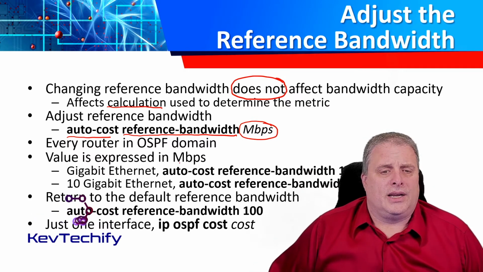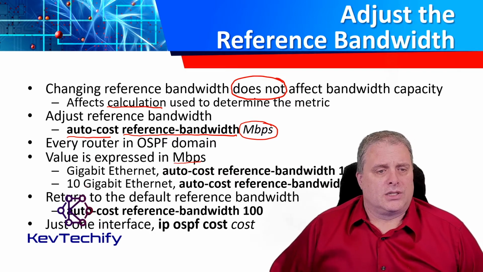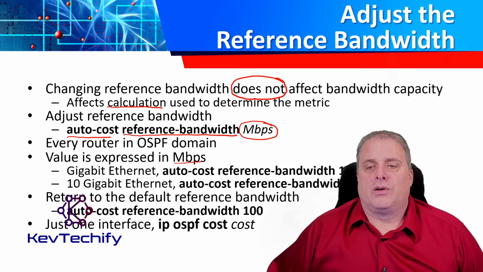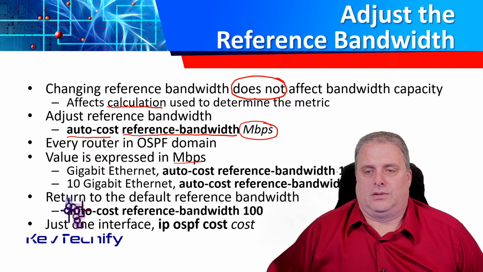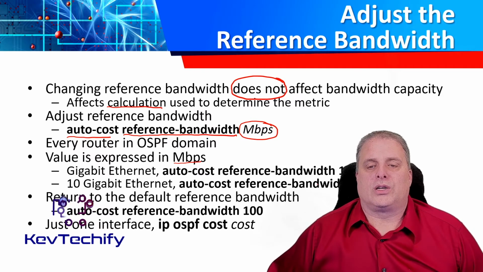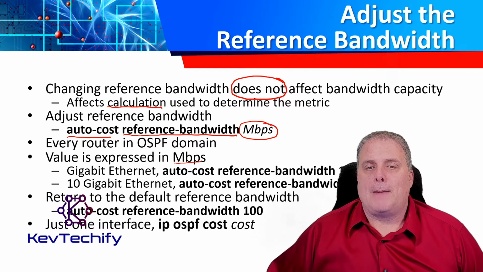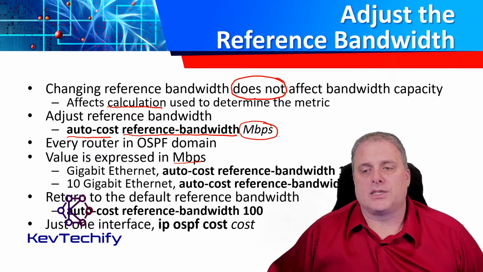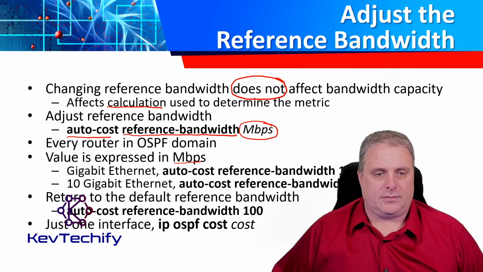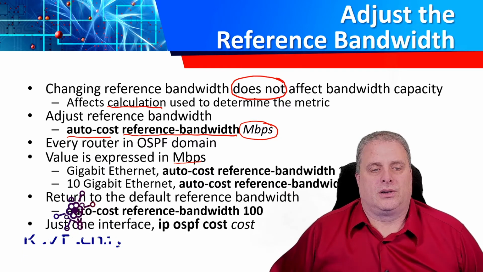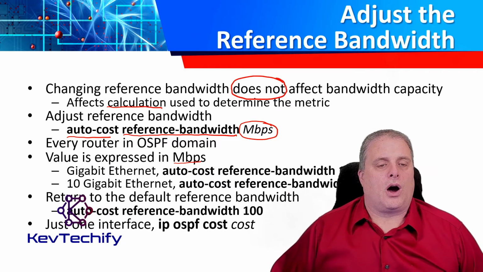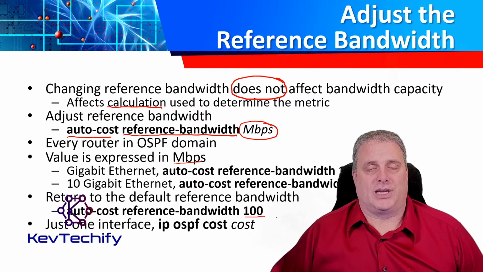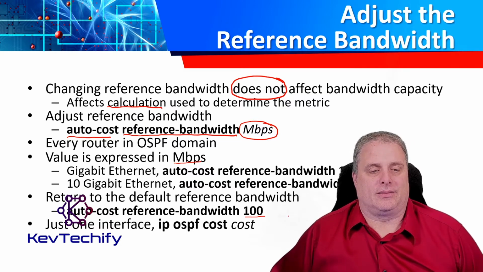This value here we said is set in megabits. So for a gigabit Ethernet connection, the command would be auto-cost reference bandwidth 1000. 10 gig would be auto-cost reference 10,000. Remember, this is megabits per second right here. To return the default, what you can do is auto-cost reference bandwidth of 100 megabits per second, 1 million bits per second.